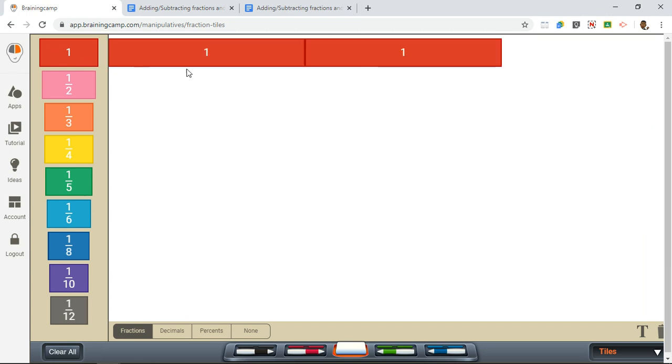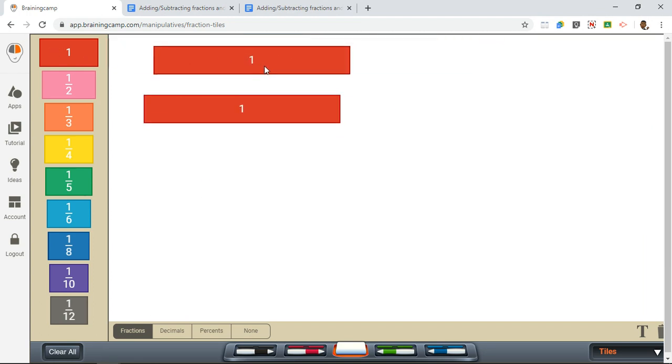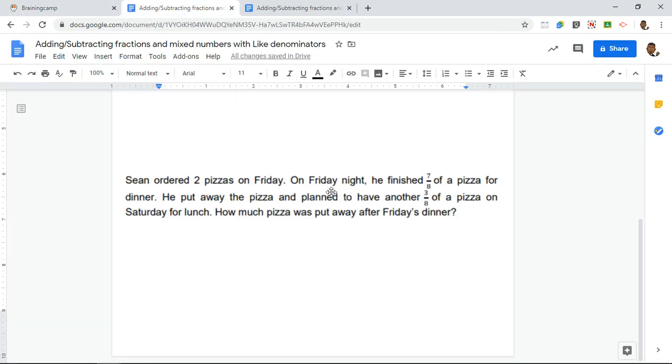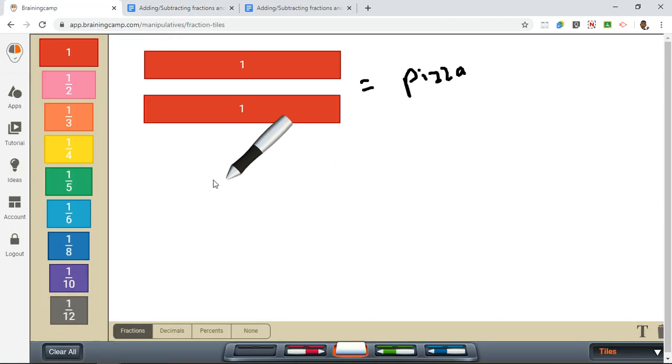Let's just use the manipulatives now. So we're going to say those are 2 wholes. That's representing the pizza. All right, okay, so 2 pizzas. That's how many he ordered. On Friday night, he finished 7/8 of a pizza. So on Friday, he had 7/8 of a pizza. Well, we can stop here and try to figure this out.